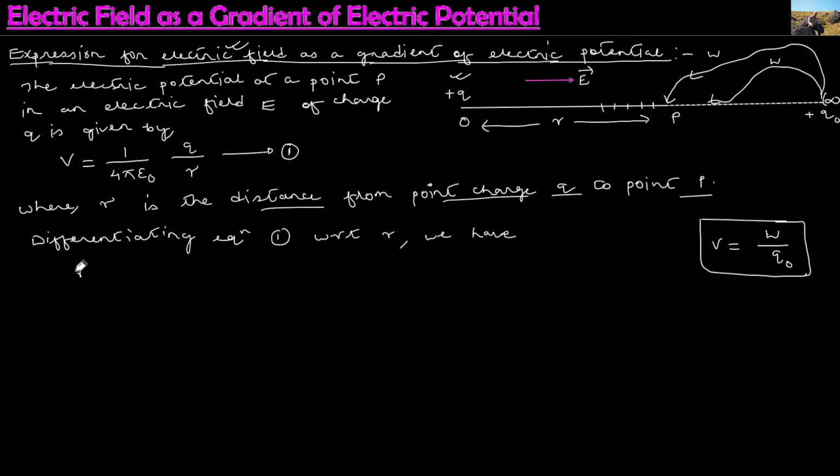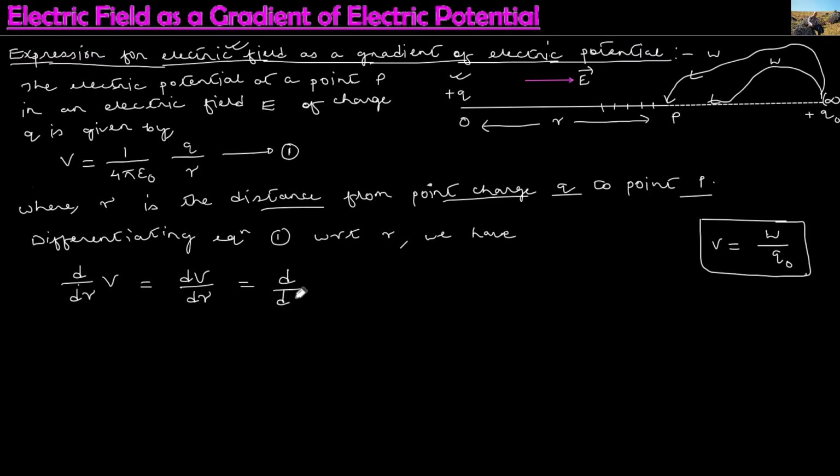So this will be d by dr of V, or simply you can write it as dV upon dr. That is only the left hand side. Then you have to differentiate the right hand side also.